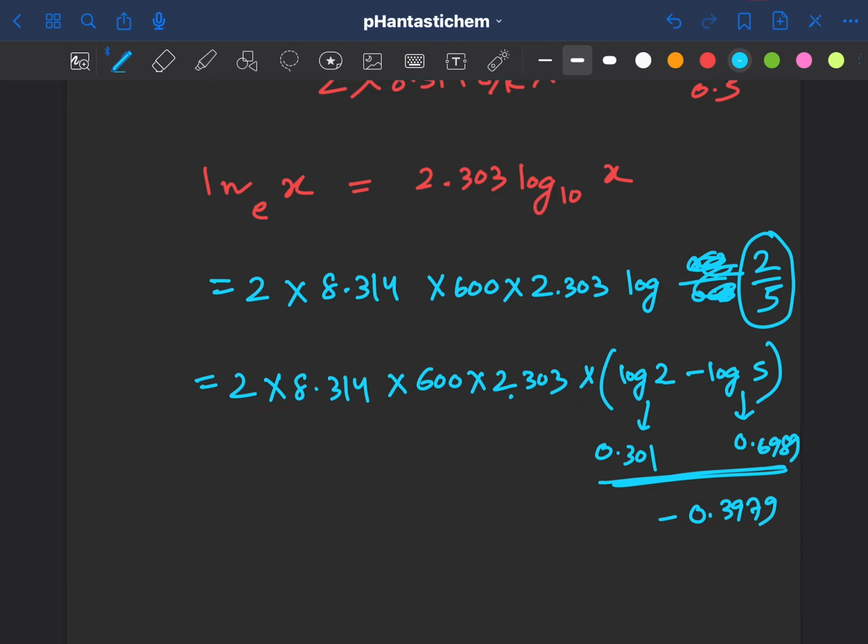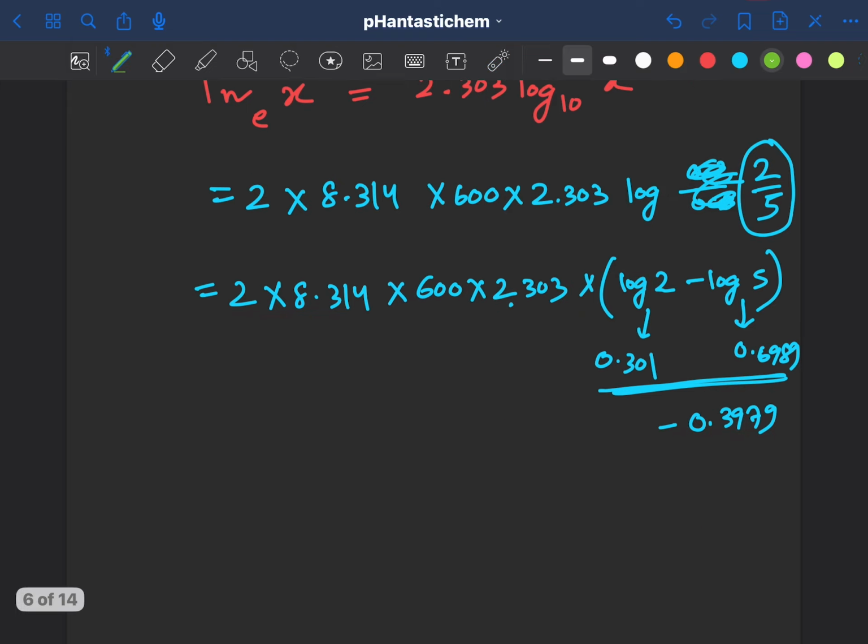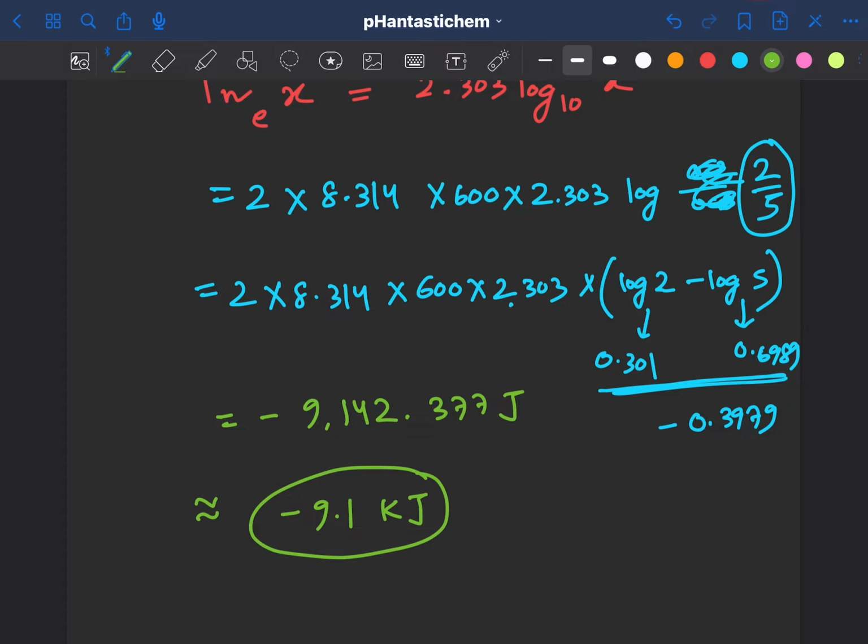And when we do the calculations, it comes out to be minus 9142.377 joules, which can be approximated as minus 9.1 kilojoules. Okay, so this is the work done.